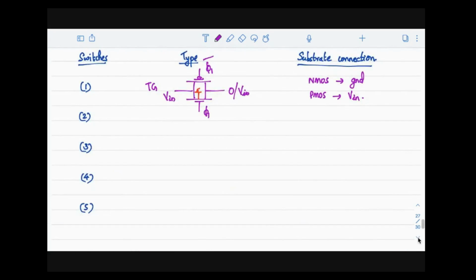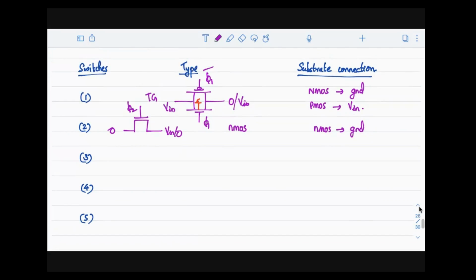The second one, obviously, is an NMOS switch. So we'll mark it here as NMOS, and the clock signal of this NMOS switch is phi 2. This side it is 0, this side it is V in or 0. But we know that what I want to equalize here is 0, so I am making a selection of an NMOS switch. So the second switch is NMOS, and the body of this NMOS switch should be connected to ground. There is no doubt in that. All right, so switches 1 and 2 are done.